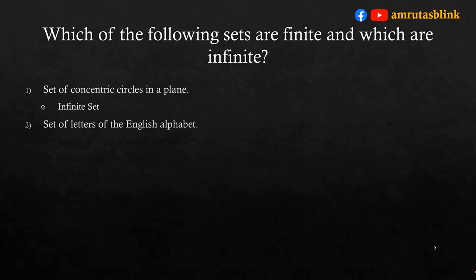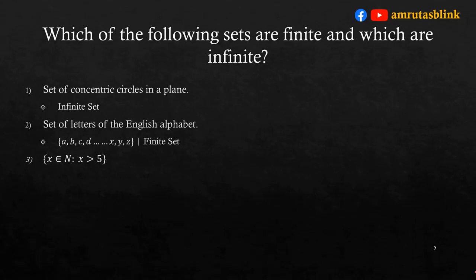Set of letters of English alphabet. Now we know that there are 26 English alphabets, so A, B, C, D up to Z. Hence 26 is a finite number. We can say that this set will be a finite set.